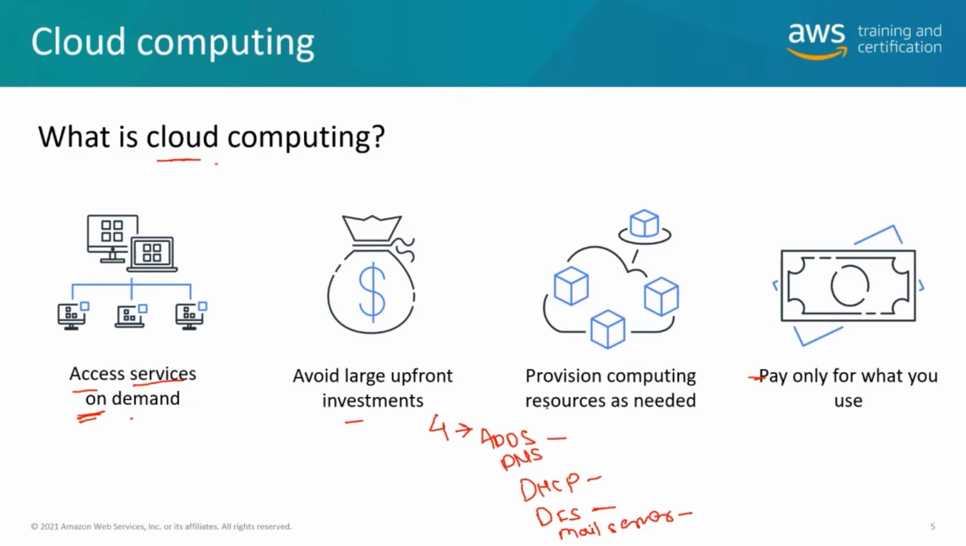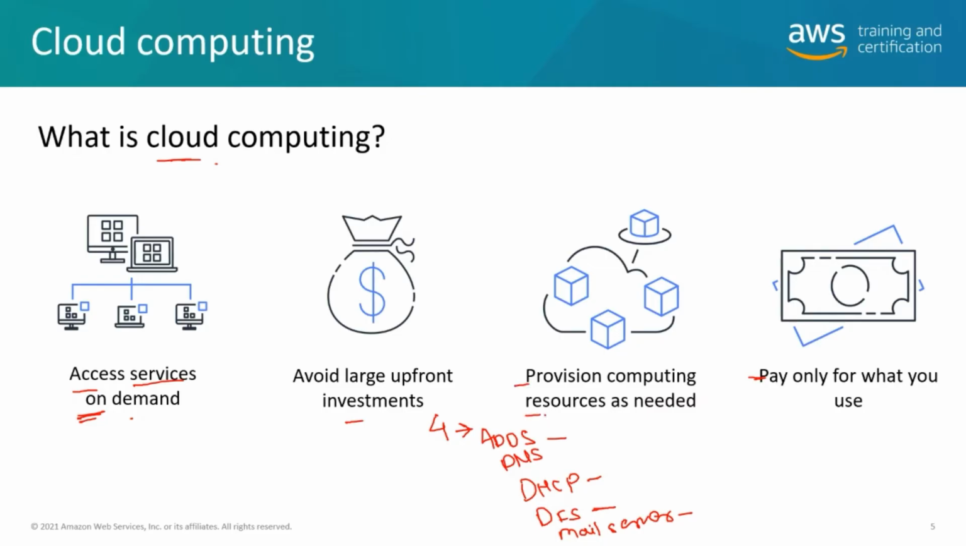Provision computing resources as needed. Okay, you take the resources from AWS, you start your services, web servers, email servers running in the cloud. But after some days, to fulfill my customer needs, I need to provision the computing resources as needed. There is too much load on my websites. Customers are liking my website, so they are visiting my websites. So I need to provision the computing resources as needed.